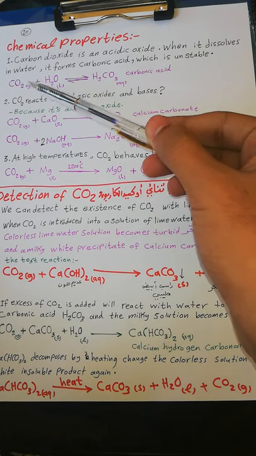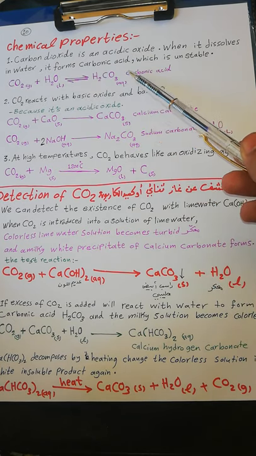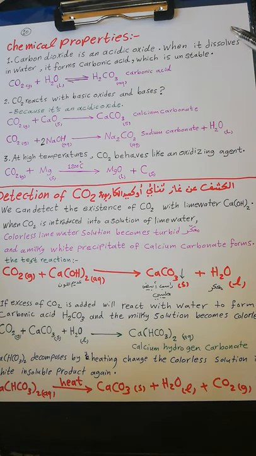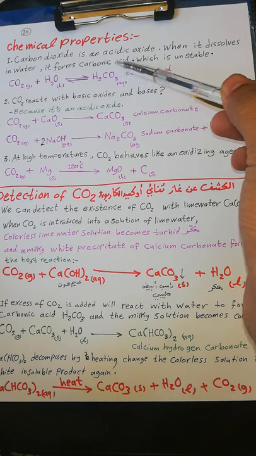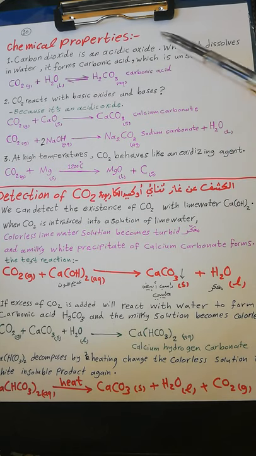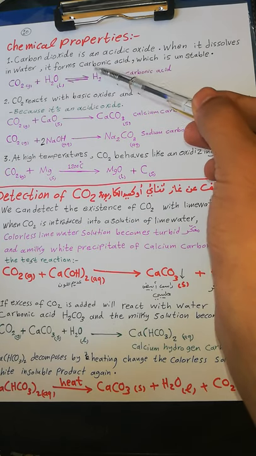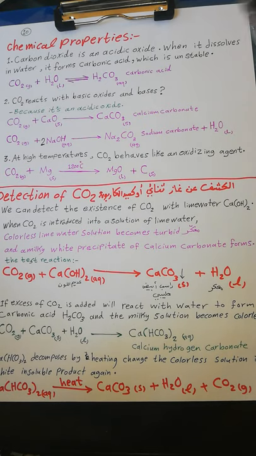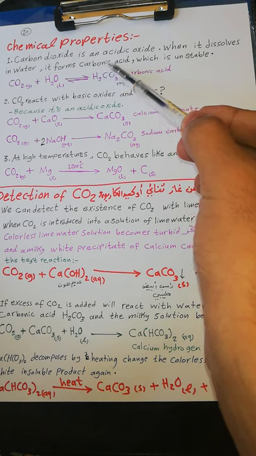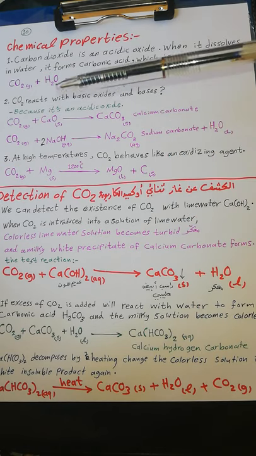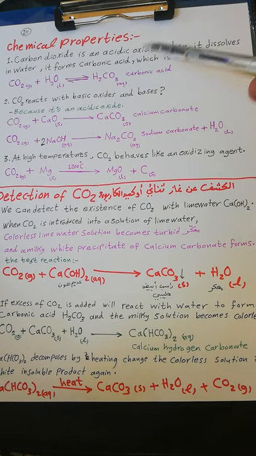When it dissolves in water, it forms carbonic acid, which is unstable. When carbon dioxide gas dissolves in water, it forms carbonic acid, which is unstable. Since it formed an acid, it is an acidic oxide. Since carbonic acid is an acid, the origin of the oxide is acidic, an acidic oxide.